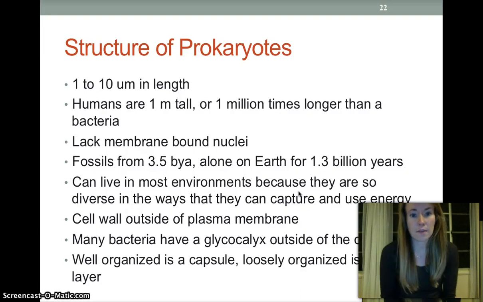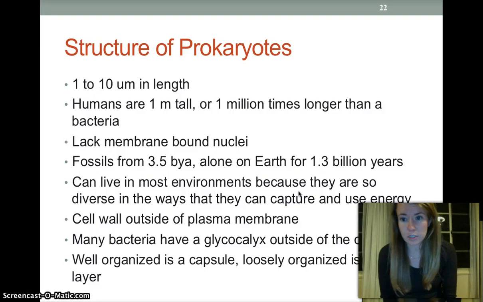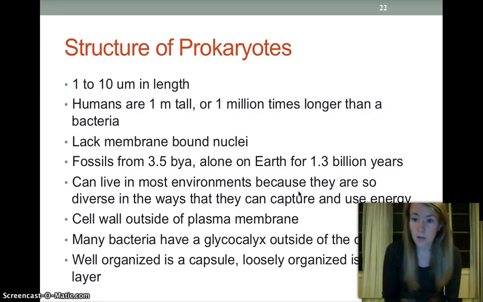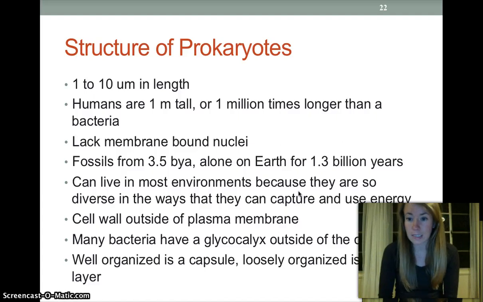So they can live in almost any environment because they are so diverse, and they can capture and use energy in so many different ways. They can be phototrophic or chemotrophic or heterotrophic. They've basically covered every single possibility.